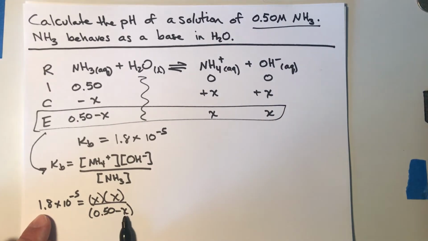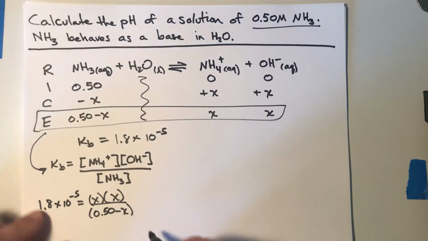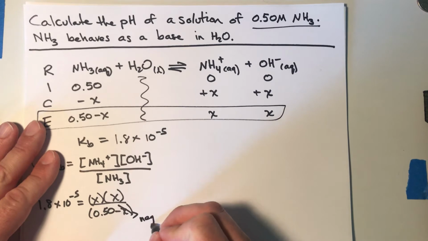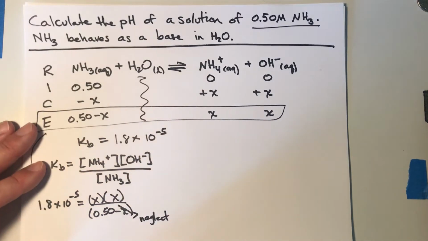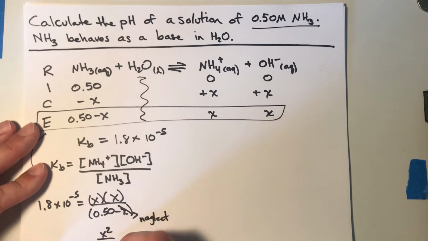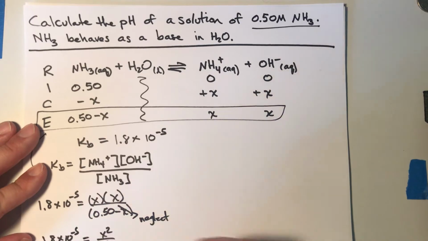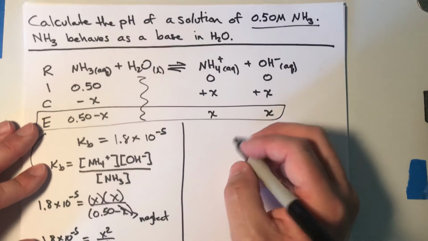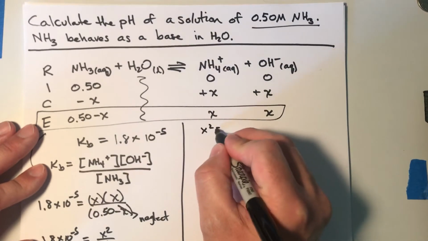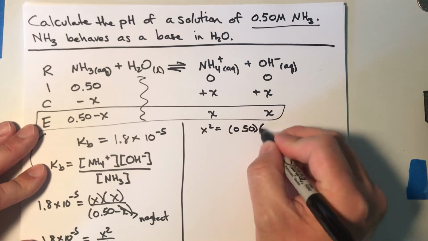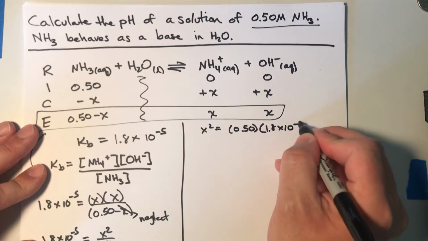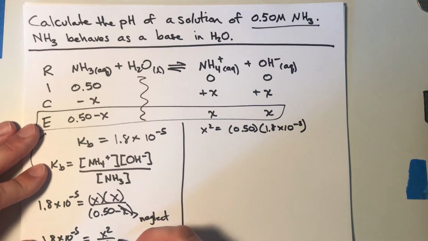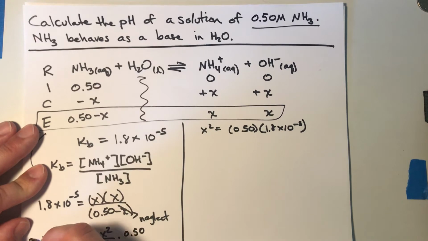We expect a very small dissociation. So subtracting from 0.5 is not going to matter. So we're going to neglect that. And now we're going to simplify. So we're going to have x squared over 0.50 equal to 1.8 times 10 to the minus 5. Okay, so now moving this over here, we're going to have x squared equals 0.50 times 1.8 times 10 to the minus 5. You can think of this as cross multiplication, or if you like, we just multiplied both sides by 0.50, either one.